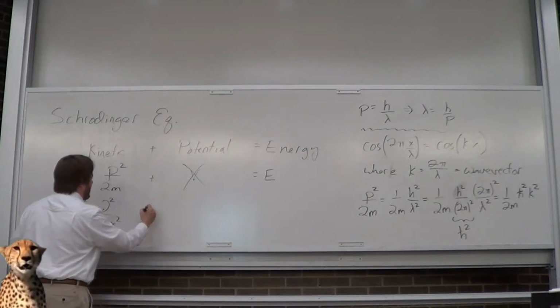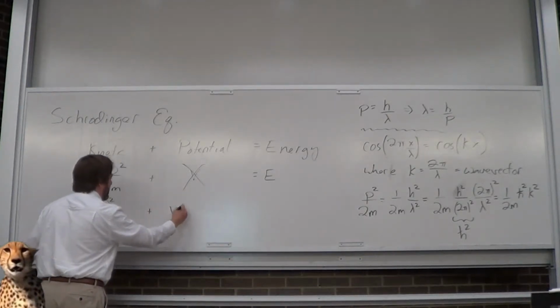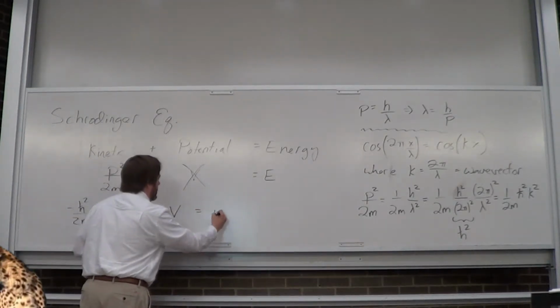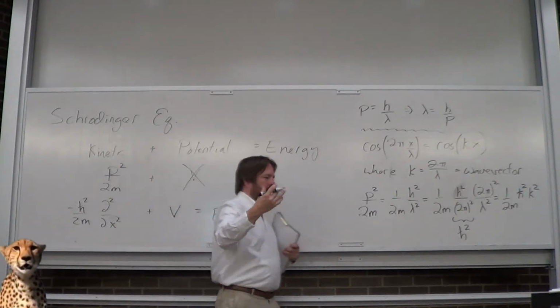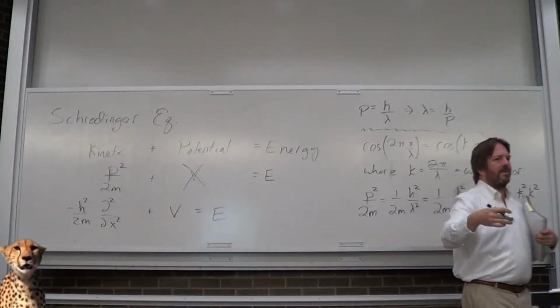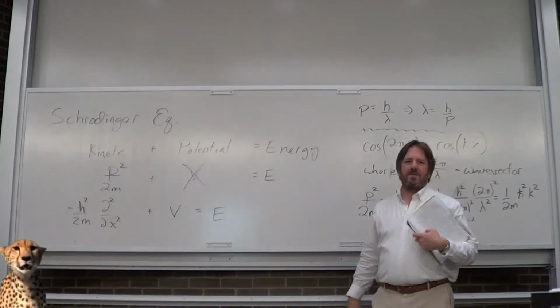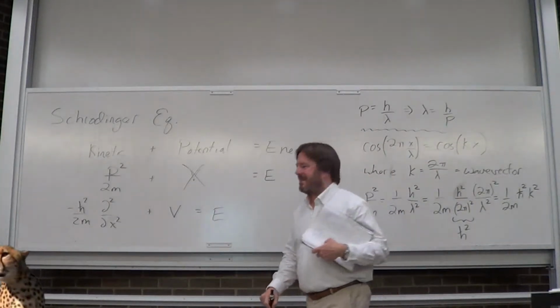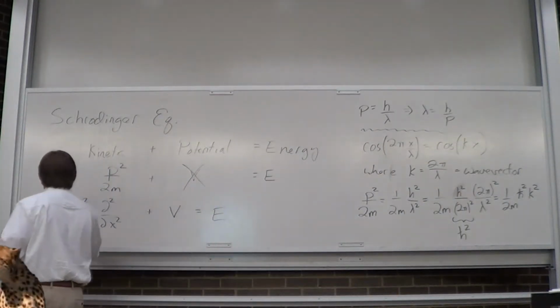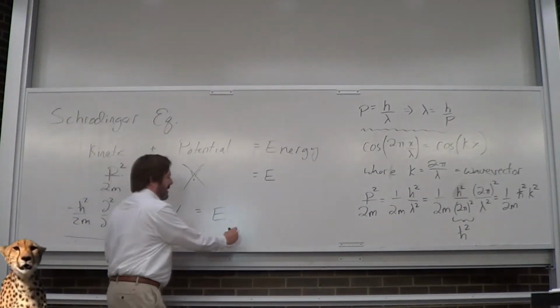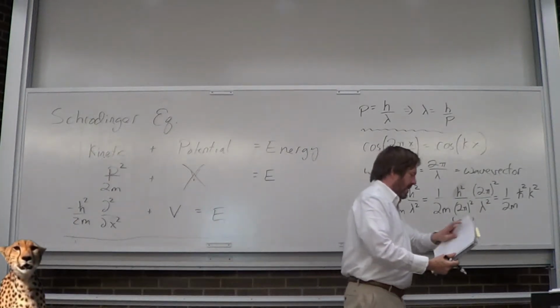Kinetic energy plus potential energy is equal to energy. And this is the Schrodinger equation. Seriously, this is it. We're done. You can go home now. Just kidding, you can't go home.